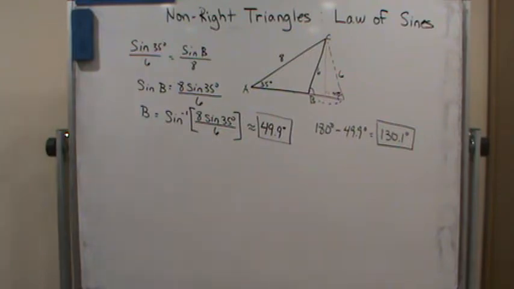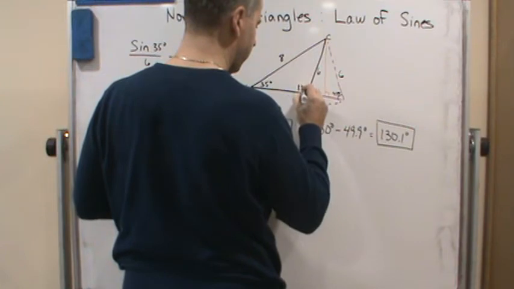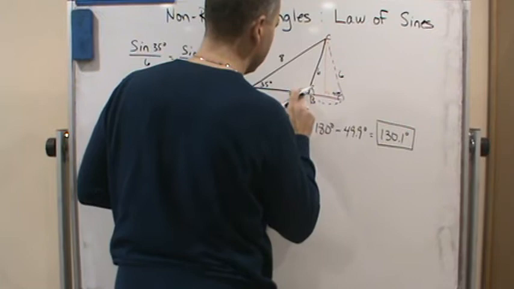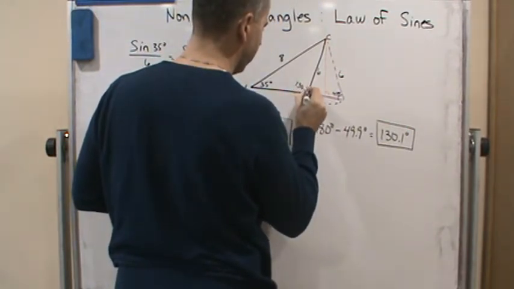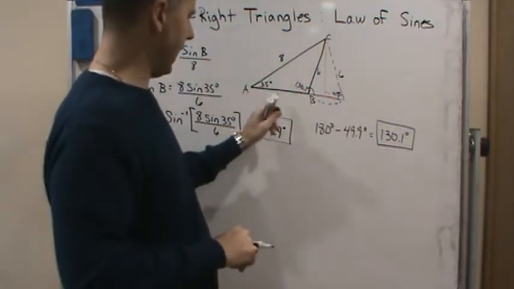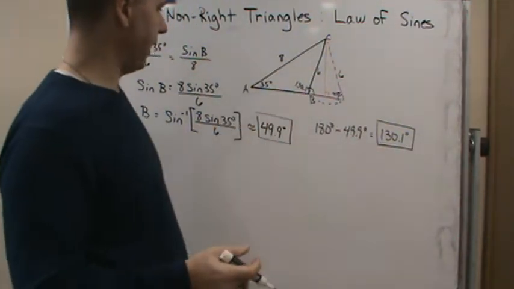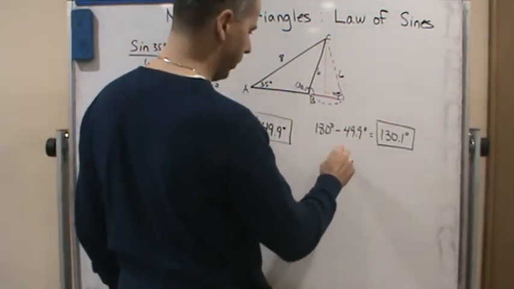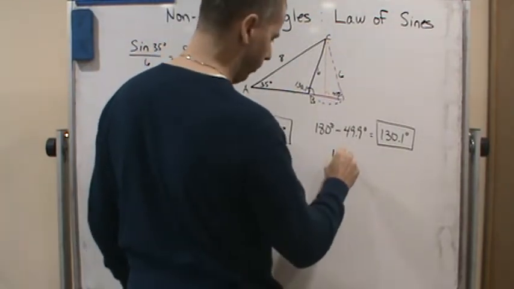Okay, so now let's say we know this is going to be 130.1 degrees. Now we can get C, right? All we have to do is add these together, which gives us what? This is going to give us 185.1, right? So if we add these two, we get 185.1, or excuse me, 165.1.